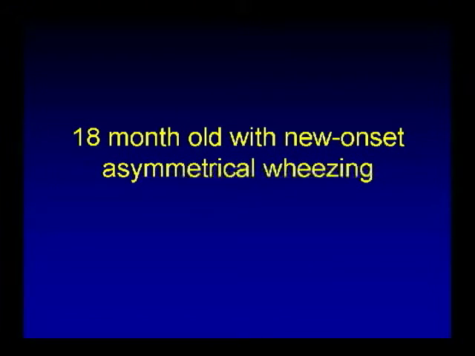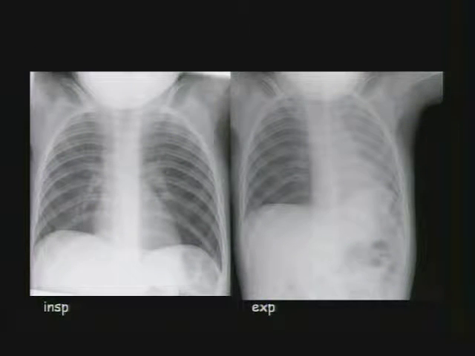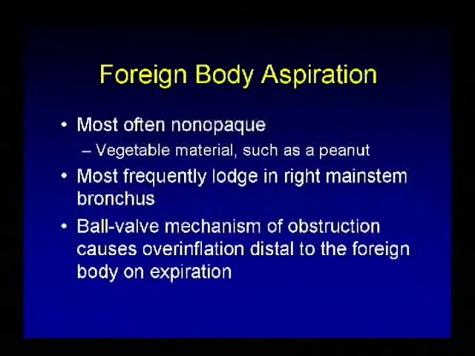An 18-month-old with new onset of asymmetrical wheezing. Here we go, inspiration, expiration. I don't think you've seen this before today, where we have forced, I like forced expiratory views because you get both lungs on one view. This lung collapses, this lung doesn't.